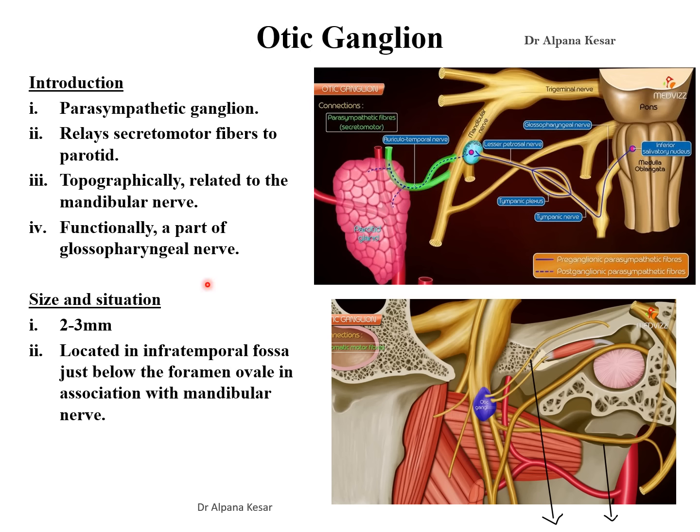It is functionally related to glossopharyngeal nerve. The preganglionic parasympathetic fibers to the otic ganglion reach through the branches of glossopharyngeal nerve and thus control it. Otic ganglion is 2 to 3 millimeters in size and it is located in the infratemporal fossa just below foramen ovale in association with the main trunk of mandibular nerve.